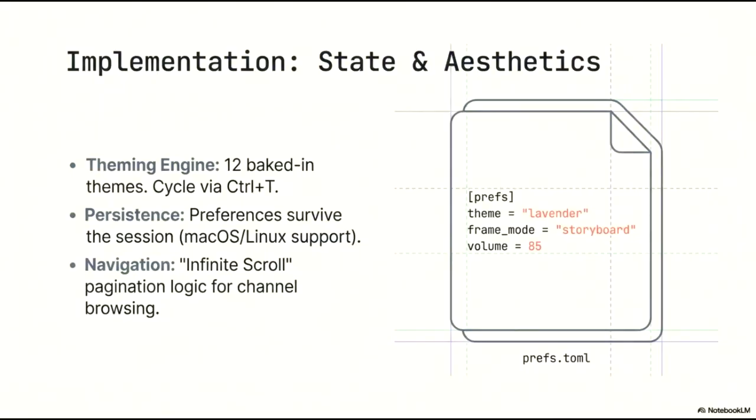Moving on to the implementation of state and aesthetics, we have integrated a robust theming engine that features 12 baked-in visual styles. Users can seamlessly cycle through these options using the Ctrl+T keyboard shortcut. To maintain consistency, we prioritized persistence, ensuring that user preferences survive between sessions. This is managed via a configuration file, such as the prefs.toml file shown here, which stores settings like the active theme, frame mode, and volume levels. This functionality is fully supported across macOS and Linux platforms.